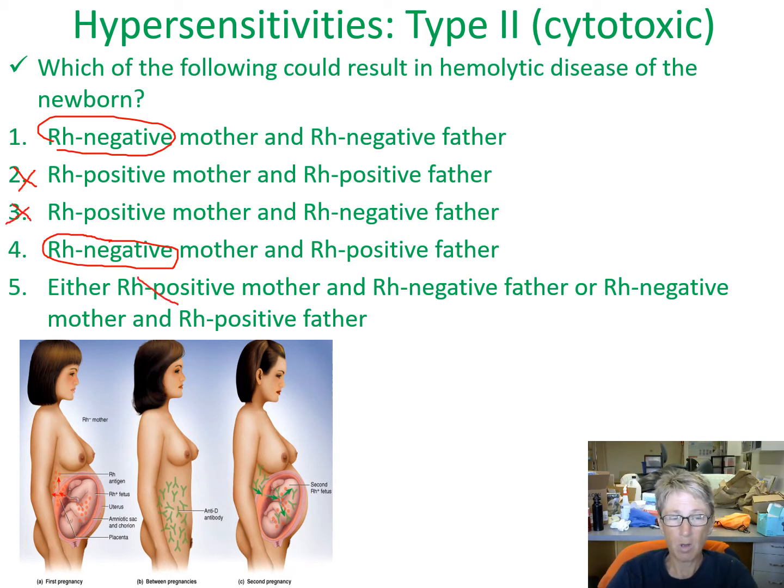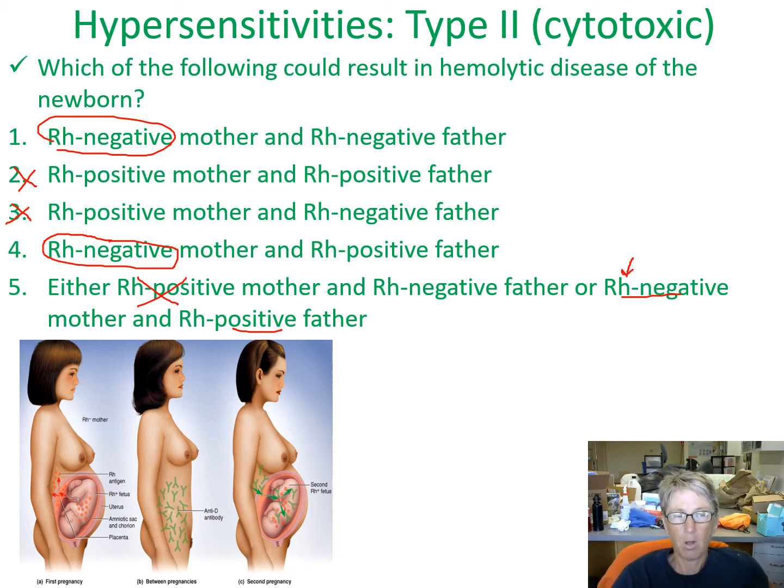Here's an Rh positive mother. We don't need to worry about that. Now this is tricky. This is like a logic trick question. It says either an Rh positive mother and an Rh negative father, or an Rh negative mother and an Rh positive father. So we kind of have to think about this one.